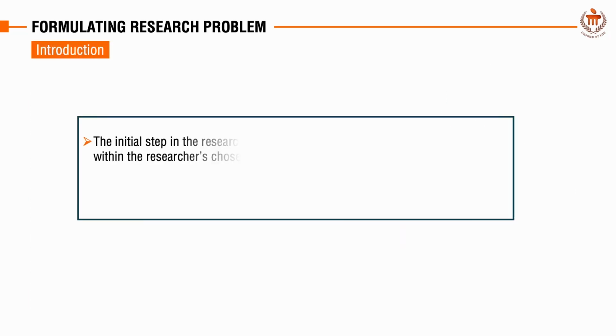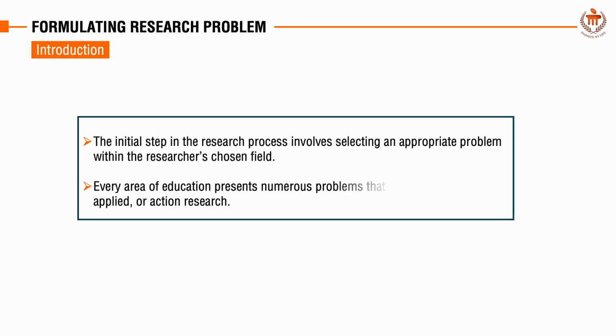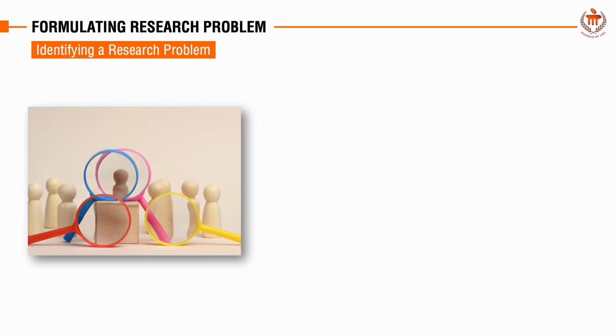The first step in the research process is selecting an appropriate problem within the researcher's chosen field. Each area of education offers a range of problems that may pertain to pure, applied, or action research. Identifying and formulating a relevant problem is often one of the most difficult tasks for researchers, especially for those who are just beginning their journey. How to identify a research problem?